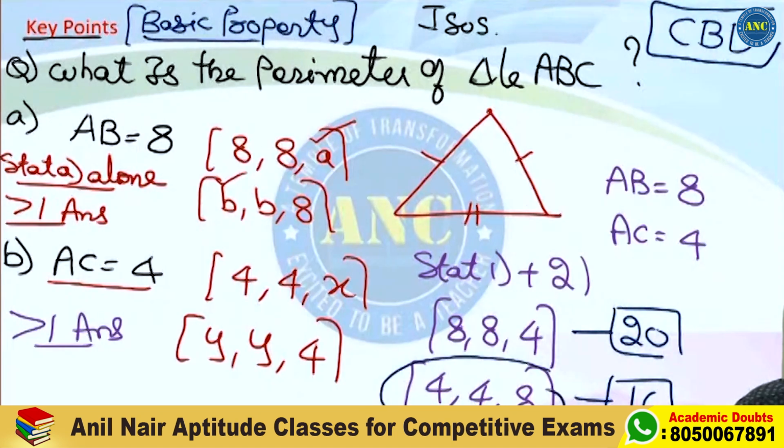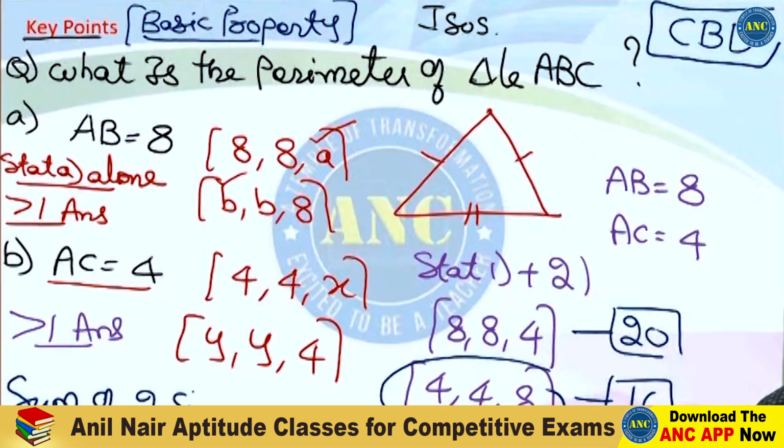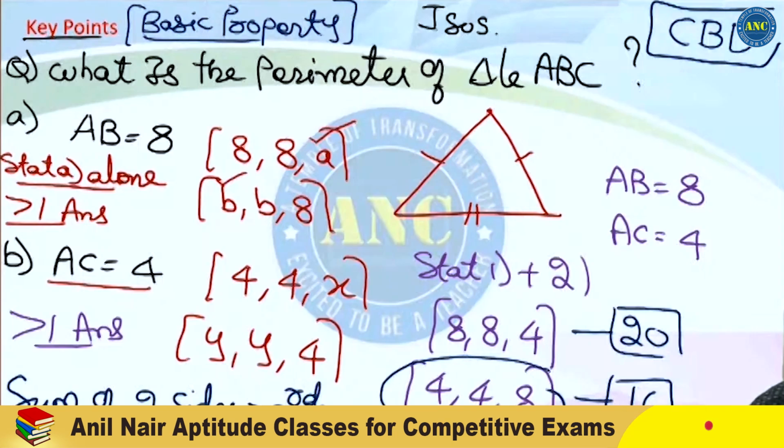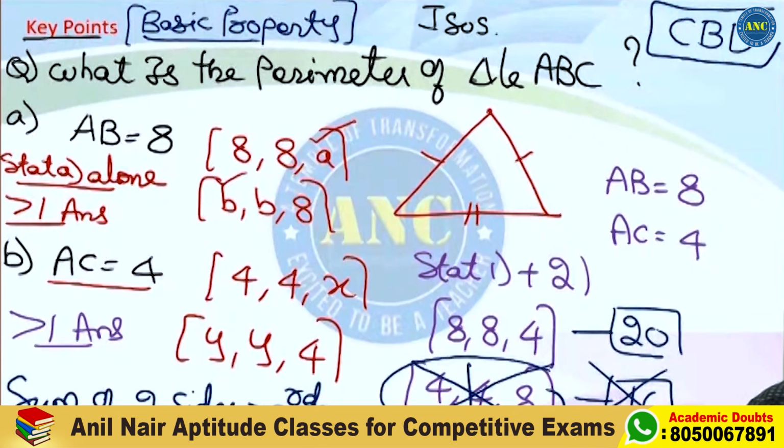4, 4, 8. The sum of two sides should be greater than the third side in a triangle. 4 plus 4 is 8. It is not greater than 8. In fact, it does not even form a triangle. The question looks like I am getting two answers, but the second one does not form a triangle. In a hurry, don't make the mistake of answering cannot be determined.